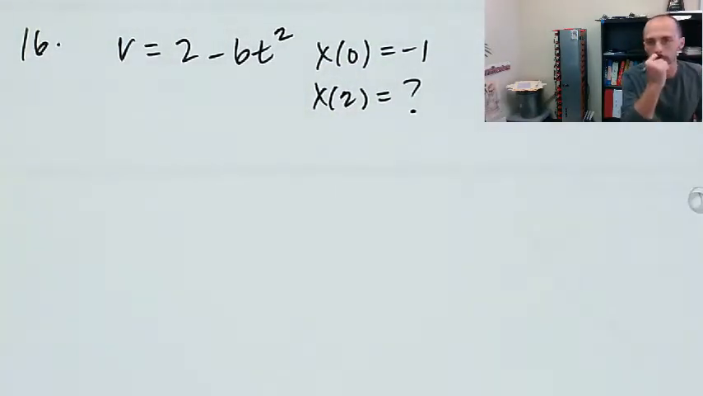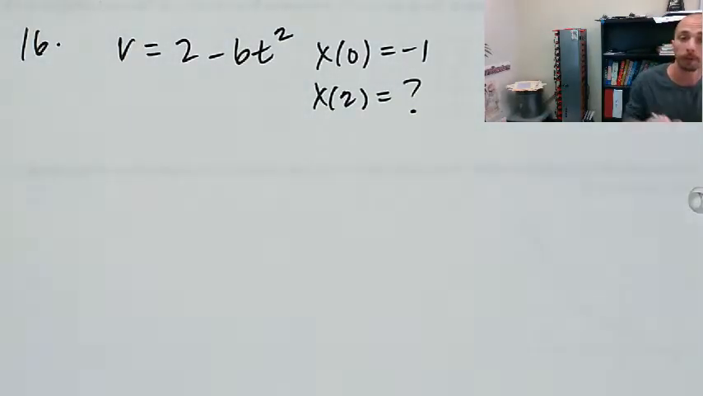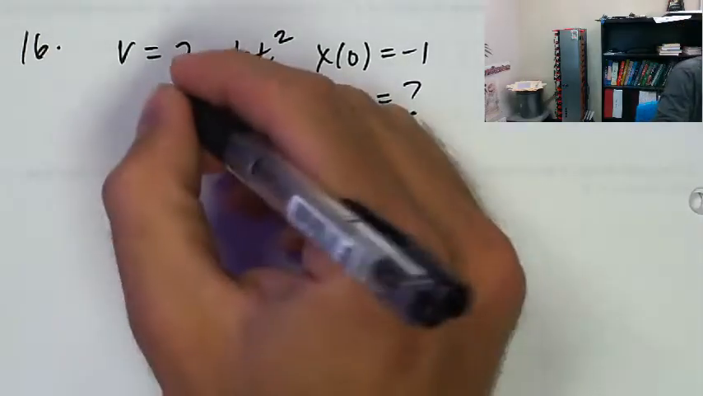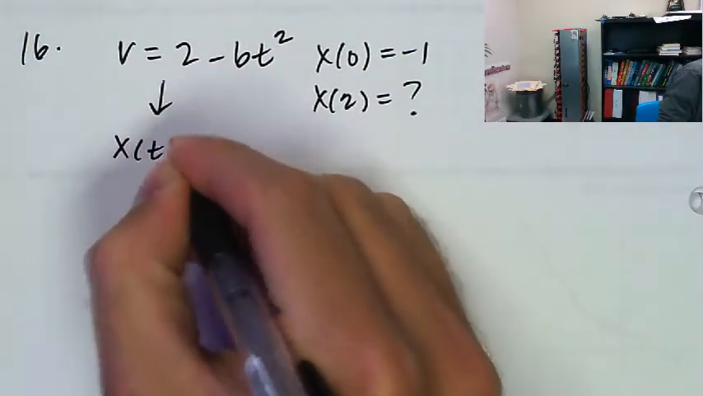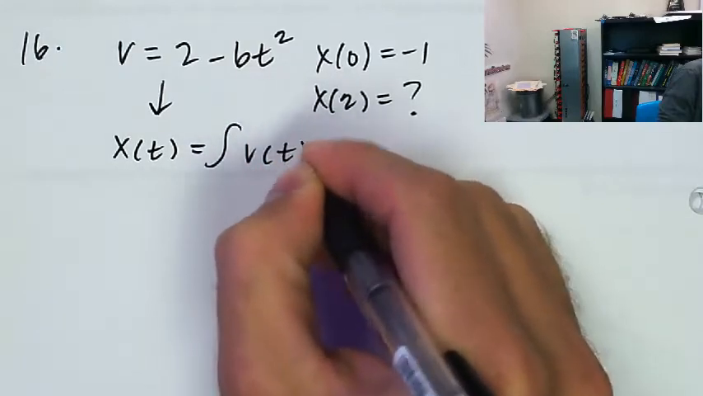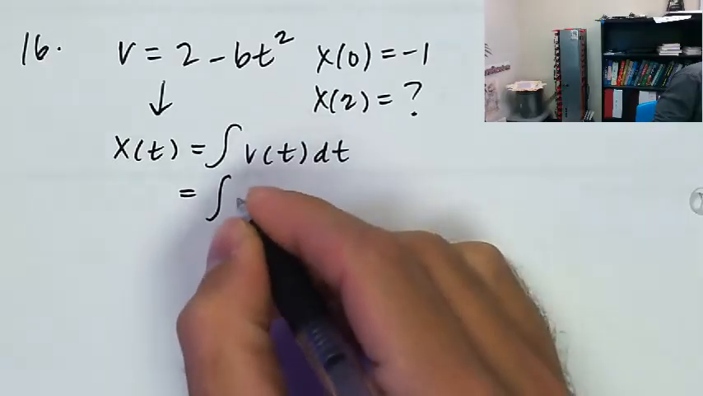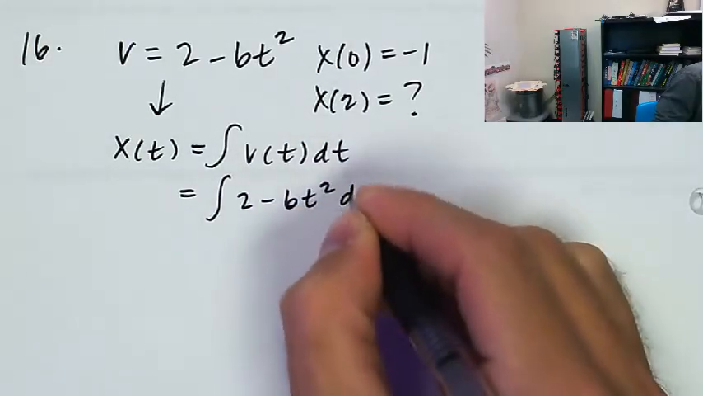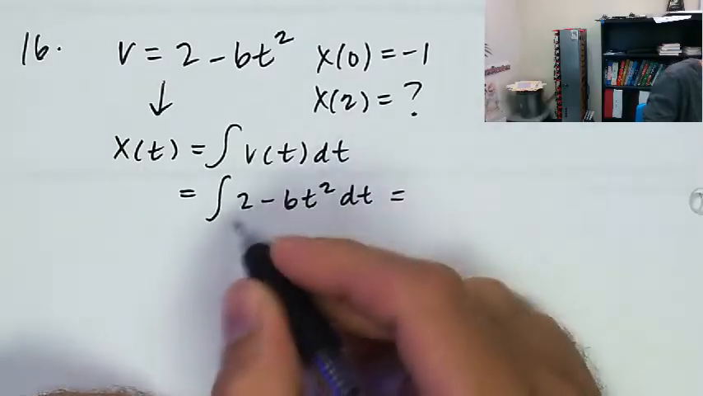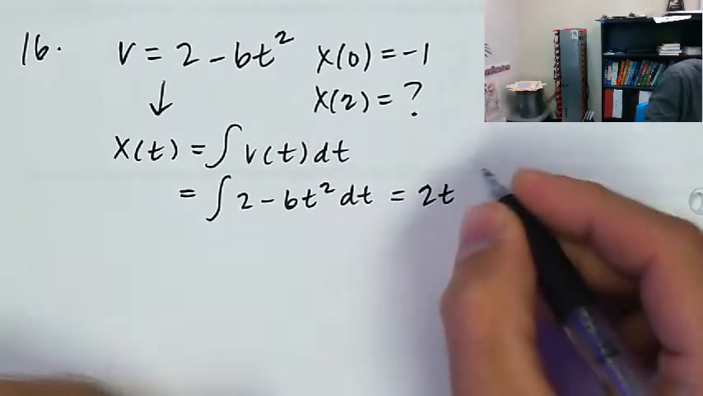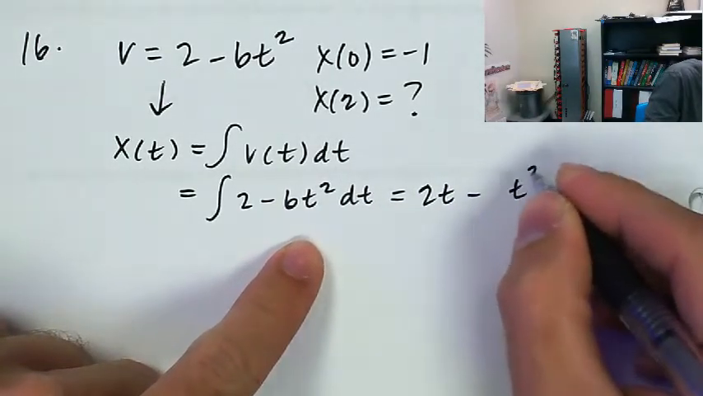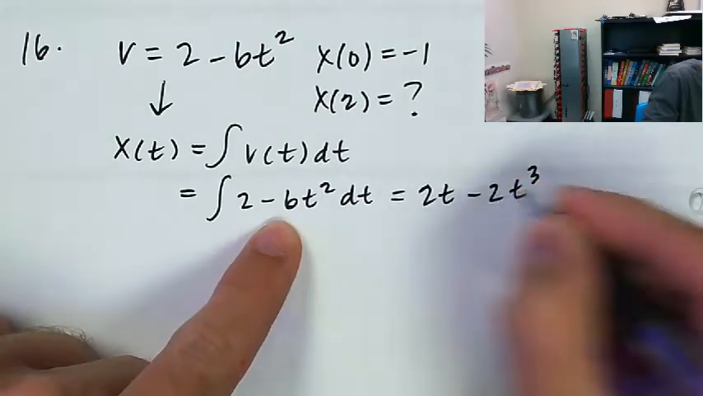Okay, we'll have a different, debatably better way to solve this problem in the next unit once we learn about the fundamental theorem of calculus. But for now, what we need to do is find x of t using our initial condition and then just plug in 2. So I know that x of t is the antiderivative of velocity with respect to time. So I'm going to say this is the antiderivative of 2 minus 6t squared with respect to t, which is going to be, okay, 2t, minus, okay, increase the power by 1, divide by the new power. 6 divided by 3 is 2.